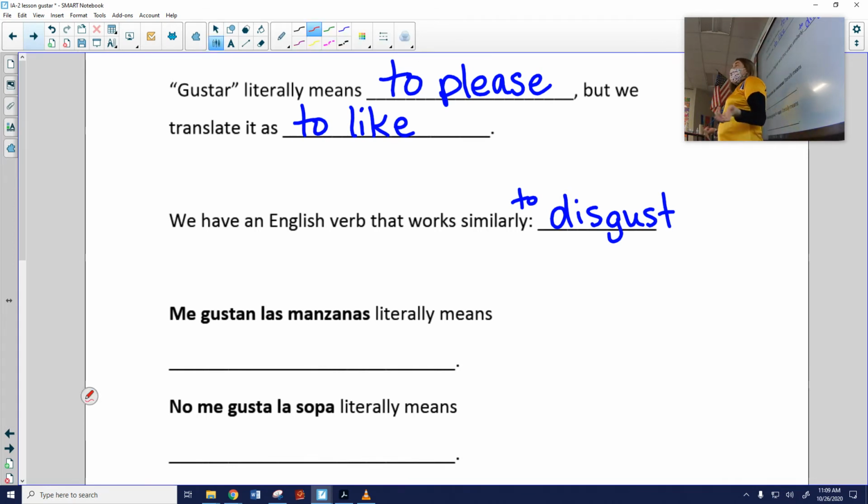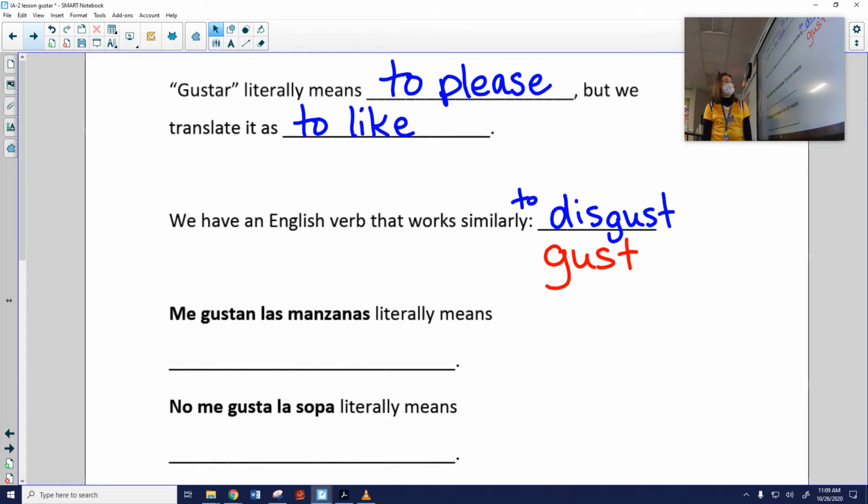So what if we made up an English word that's the opposite of disgust and it's just gust? Does that kind of make sense? I could say, apples disgust me. So why can't I say apples gust me? Meaning they please me, I like them. This is just kind of a hypothetical because this doesn't really exist in English, right? But it could. I mean, we have the opposite word, to disgust. Why don't we have gust? I don't know. Why not?